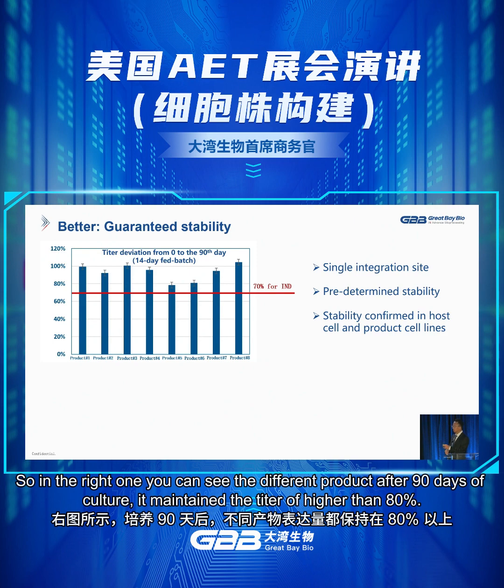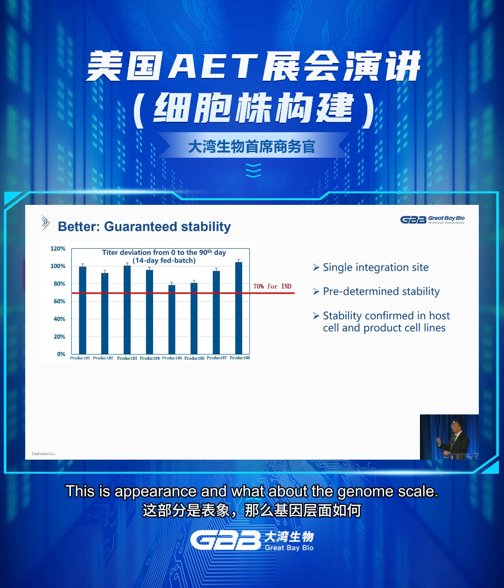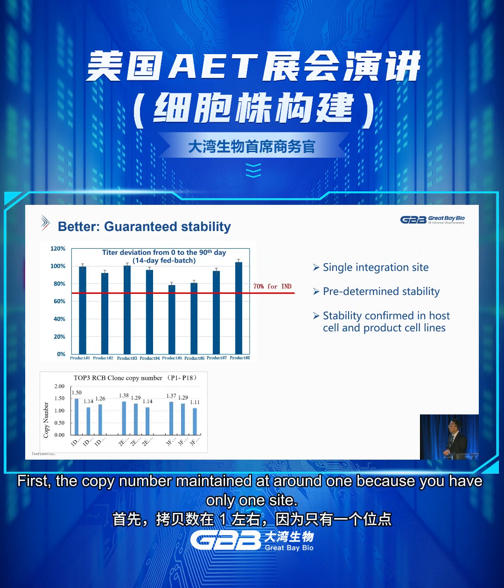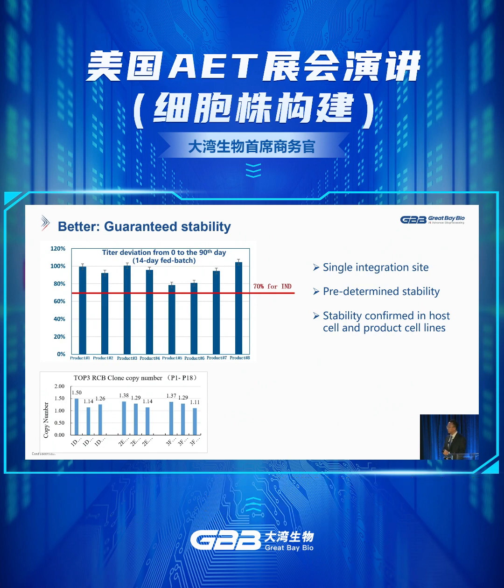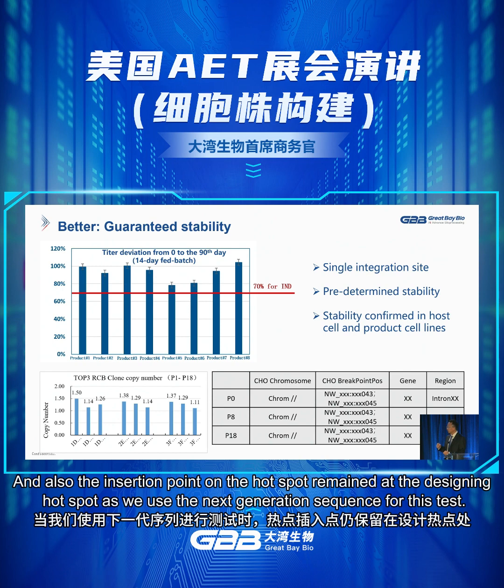On the right, you can see the different products after 90 days of culture maintained a titer of higher than 80%. And this is the appearance, and what about the genome scale? First, the copy number maintained at around 1 because we have only one site, and also the insertion point, or the hotspot, remained at the designed hotspot, as we used next generation sequencing for this test.